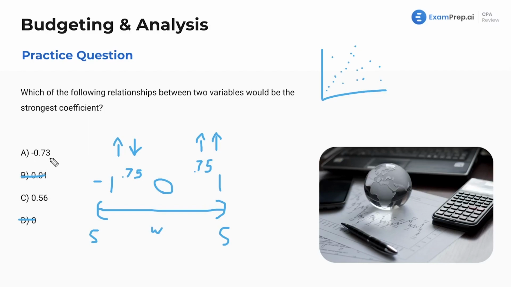Nope. The closer you are to 1 or -1, the more strong it is. So as such, we're crossing off letter C. And final answer is letter A, negative 0.73. That is the closest answer to either -1 or 1. Great question there.